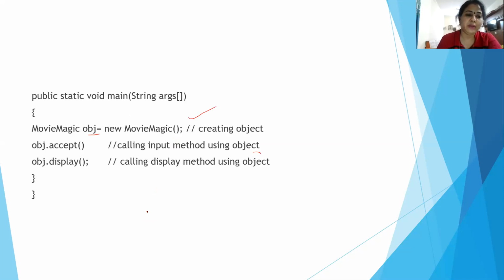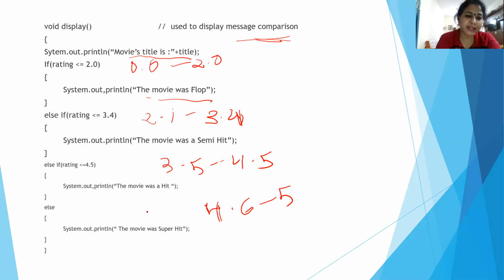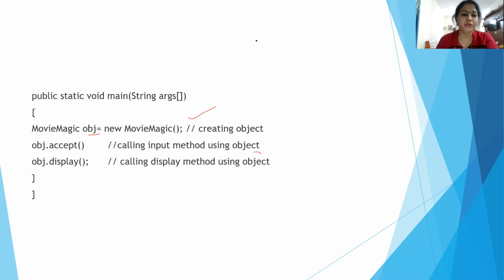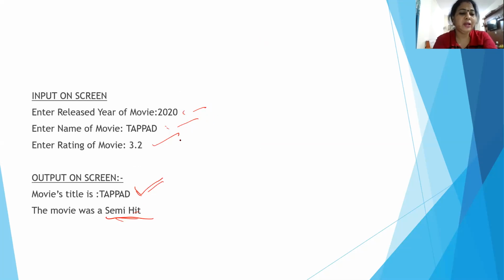Look at the program again. Here the rating for semi-hit is between 2.1 and 3.4. According to the rating I had given, first the title is shown. In the output, Thappad is the film name, and 3.2 falls between 2.1 and 3.4, so it is semi-hit.